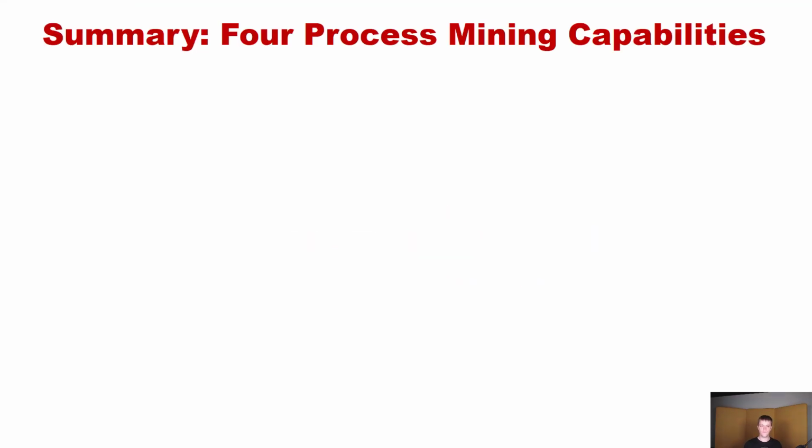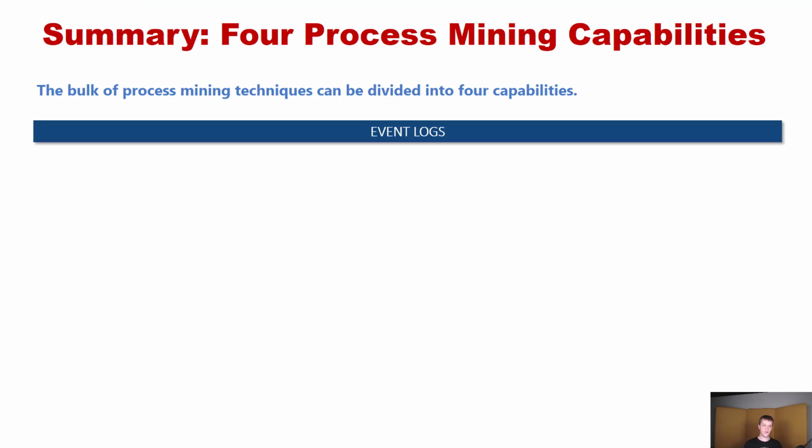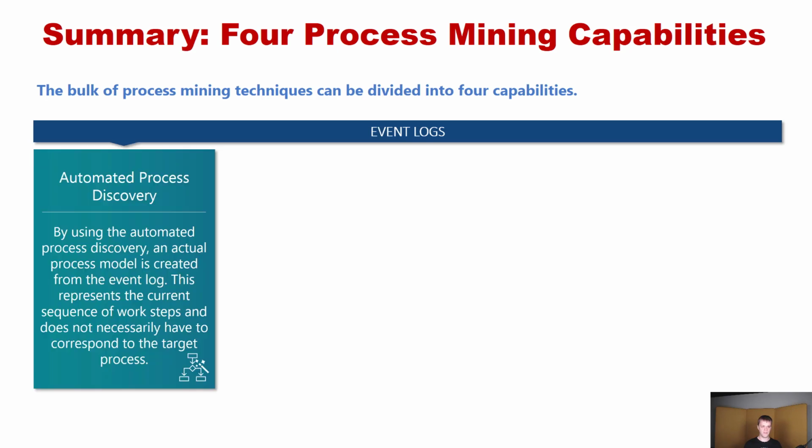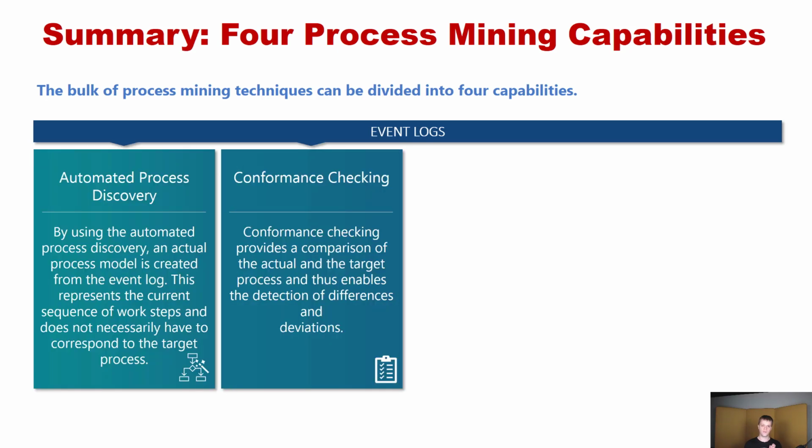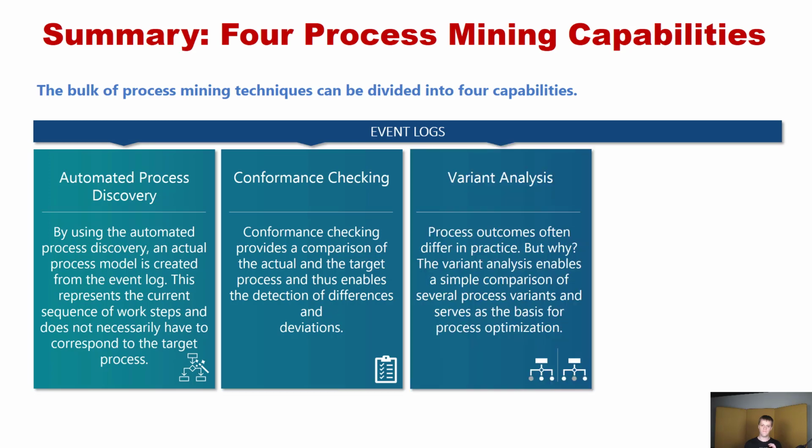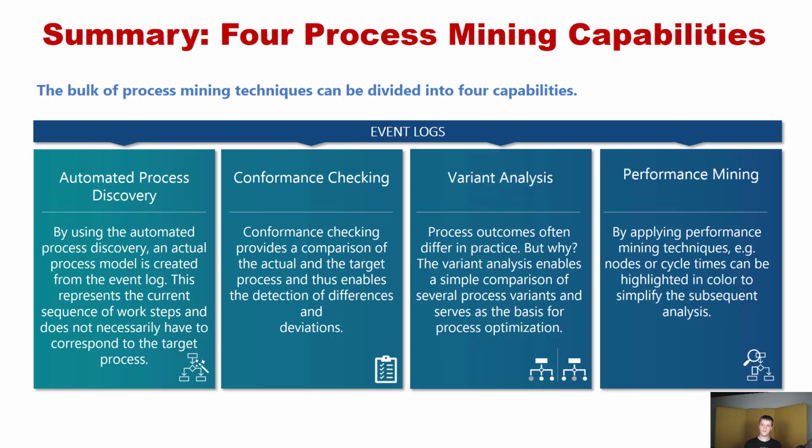And now, to summarize this lecture, the bulk of process mining techniques can be divided into 4 capabilities. We have automated process discovery, we have conformance checking, we have variant analysis, and we have performance mining. And each of those can be used in order to analyze the process in a different way.